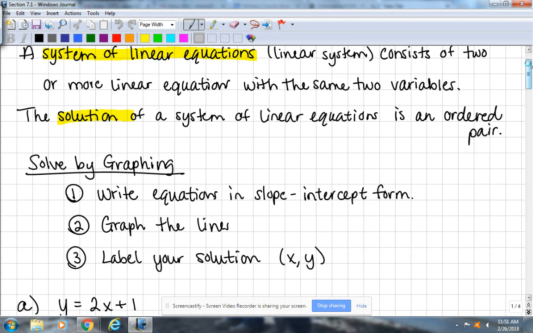And here are the steps to solving by graphing. First, you're going to write the equation in slope-intercept form. And then you're going to graph your line. And then you're going to do the same thing for the second equation. You're going to make sure it's in slope-intercept form and then graph that line. And finally, your last step is to indicate the ordered pair where the two lines cross. And that ordered pair, the x-coordinate and the y-coordinate, are the solution. So the solution is the point where the two lines intersect.